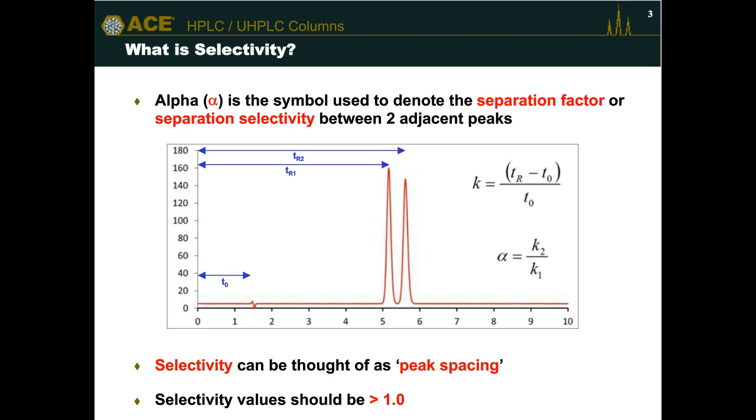Essentially, you can see from the slide, and this is the classic description of selectivity from textbooks and from Google and various other resources, that selectivity, or alpha, is the ratio of retention factors for two adjacent compounds. Sometimes you hear selectivity thought of as peak spacing, those peaks that are next to each other in the chromatogram. And of course, normally our job as chromatographers is to try and separate the different compounds in our samples from each other, hopefully with baseline separation, so we can integrate and quantify those species to understand the complex samples that we're given by our colleagues every day.